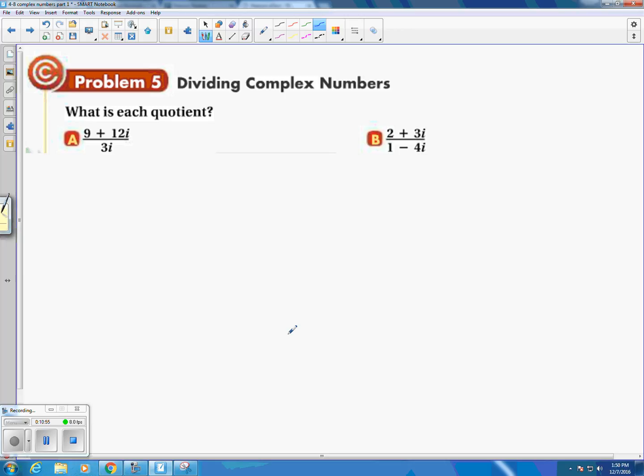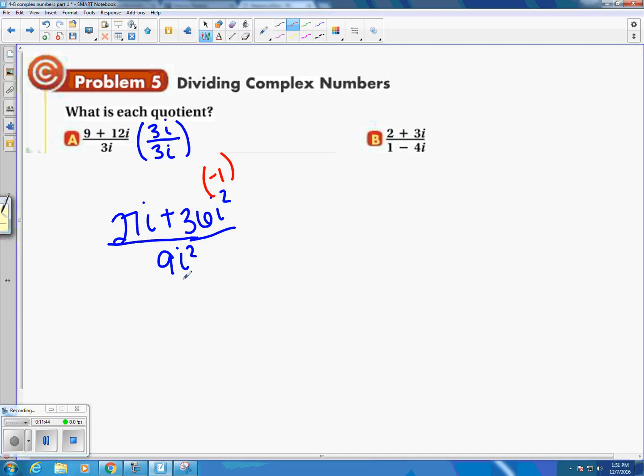So we can use this while we're dividing complex numbers. So we have 9 plus 12i over 3i. When we're dividing by a complex number, we want to multiply by its complex conjugate. So in A, we are going to multiply by 3i in both our numerator and denominator. In our numerator, I'm going to be left with 27i plus 36i squared. And in my denominator, I'm going to have 9i squared. When I have i squared, I'm going to change that to a negative 1. So I will be left with negative 36 plus 27i over negative 9. And we can go ahead and divide negative 9 into both of those terms.